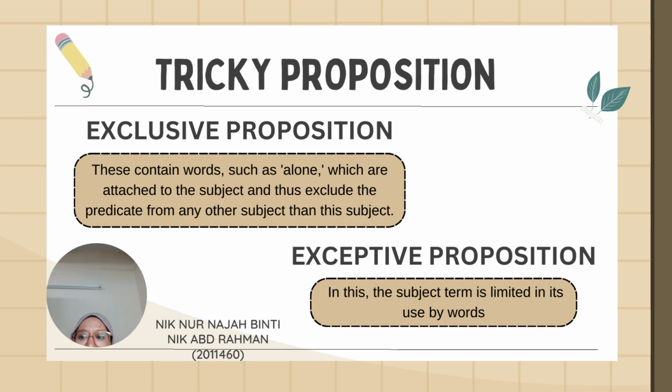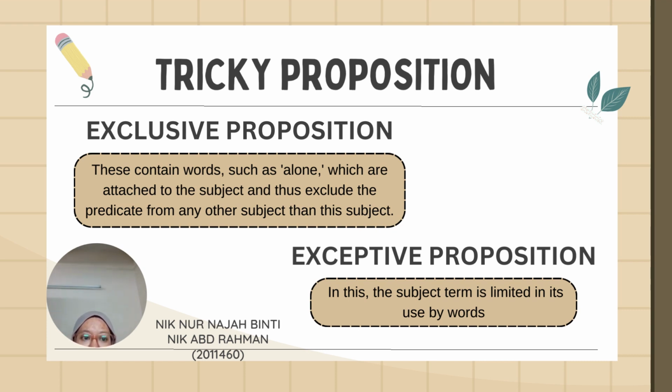Firstly is exclusive proposition. These contain words such as "alone", which are attached to the subject and thus exclude the predicate from any other subject than this subject. Therefore, two propositions are needed to express the full meaning. One is to confirm the predicate of the subject, and the other one to deny it from all the others.